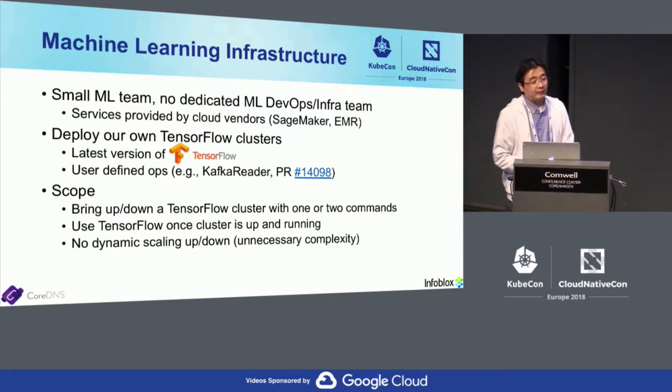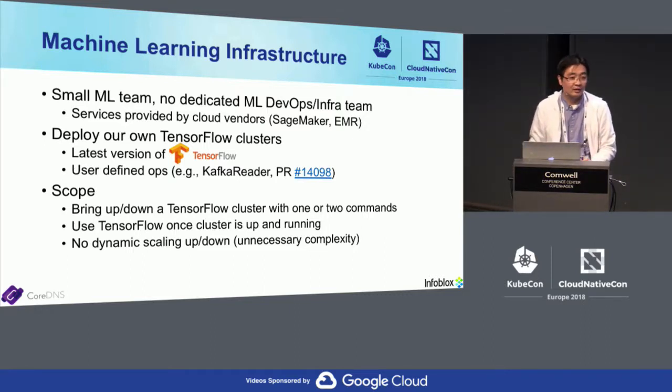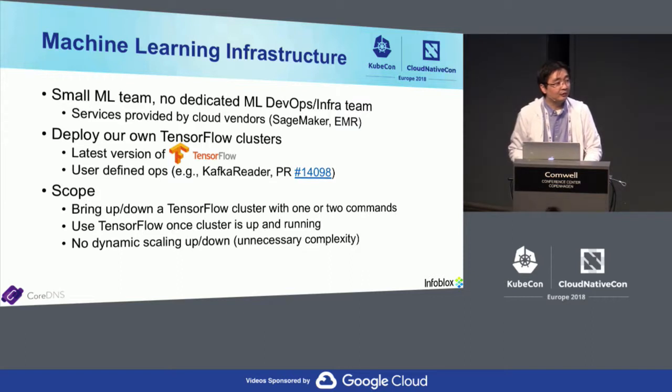Inside Infoblox, we have a small machine learning research team, and there is no dedicated machine learning DevOps team or machine learning infrastructure team to support it. For that reason, we prefer to use services provided by cloud vendors, such as EMR or SageMaker on AWS. But from time to time, we still need to deploy our own TensorFlow clusters, and there are some reasons for that. First, TensorFlow is a very fast-paced project with many features added every week. There is a gap between the version provided by SageMaker and the latest version of TensorFlow.